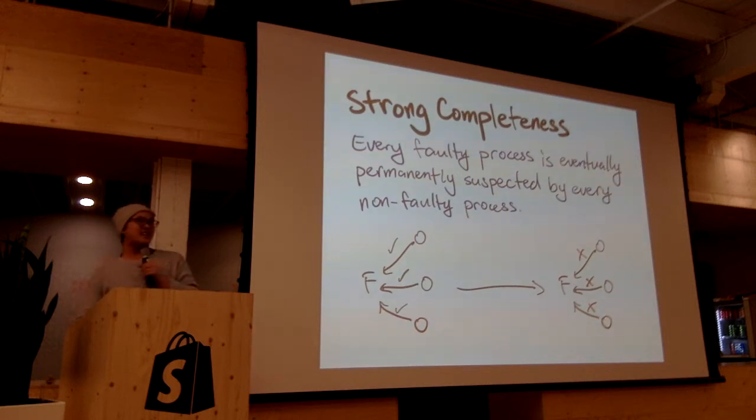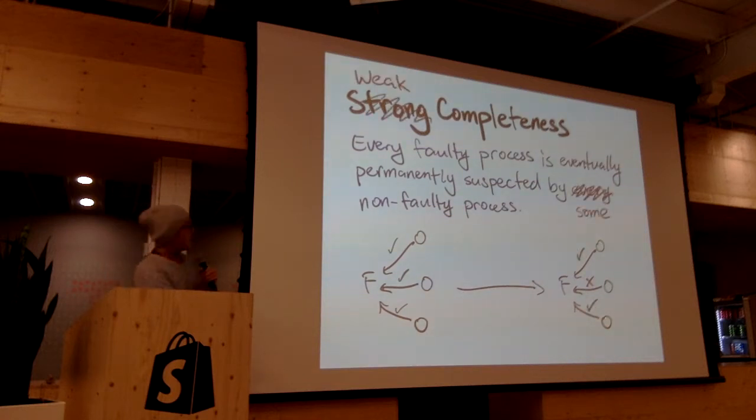Do you all get that? Yeah? So with strong completeness, we can talk about weak completeness, which is some non-faulty process knows that a failed process has failed. Some, not all of them, just one or more. So in this case, in the diagram, you have one failed node. Eventually, after some point, one of your other processes knows that it failed. That's weak completeness. Now let's talk about accuracy.